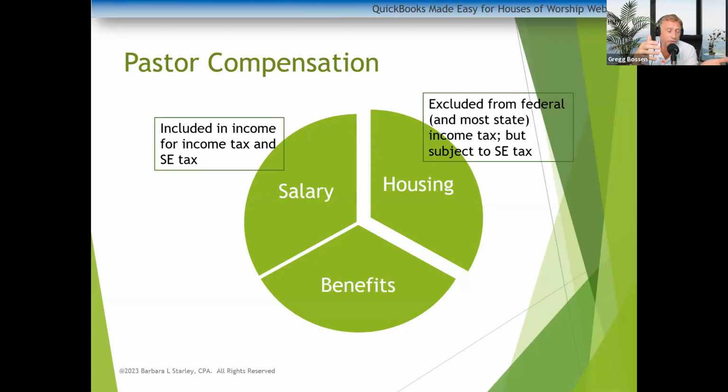Okay. So that's why the more the housing allowance is and the less the salary is, it just kind of moves. Well, actually, no, that's a different issue. Never mind. Ignore what I just said.